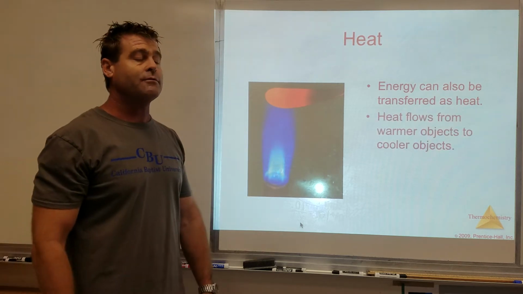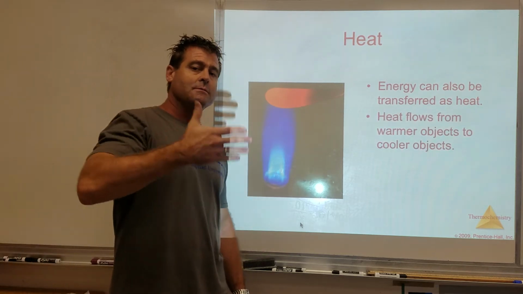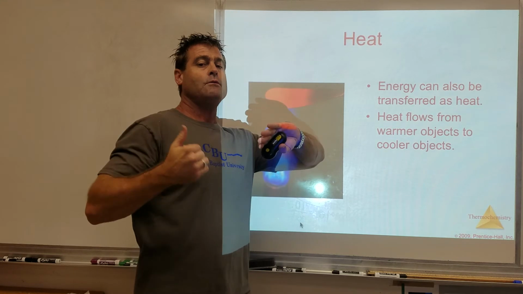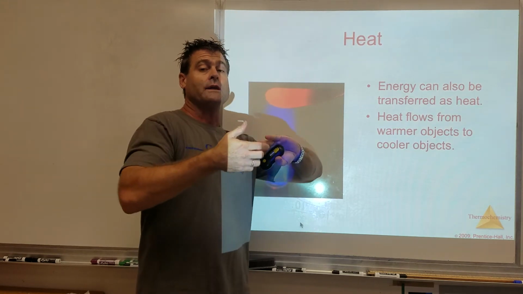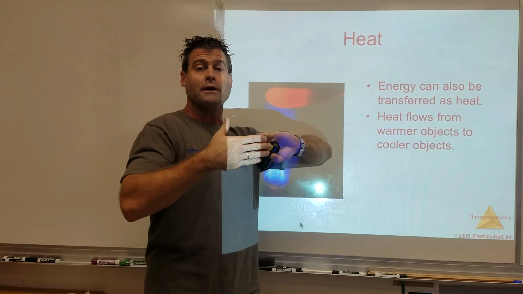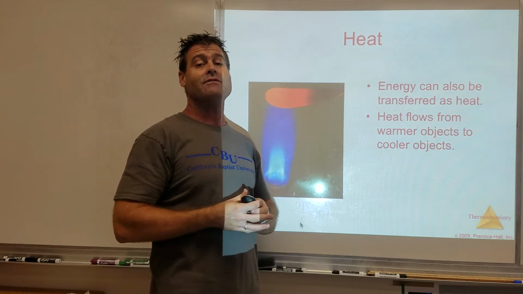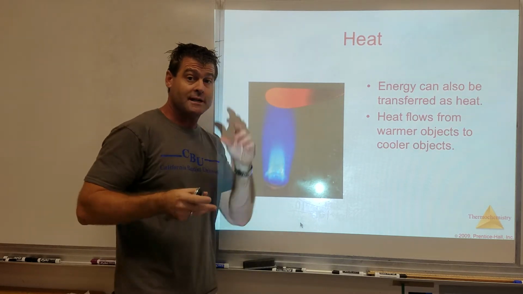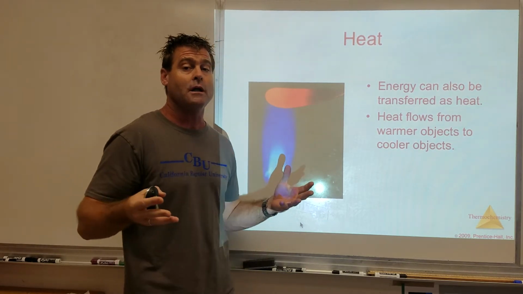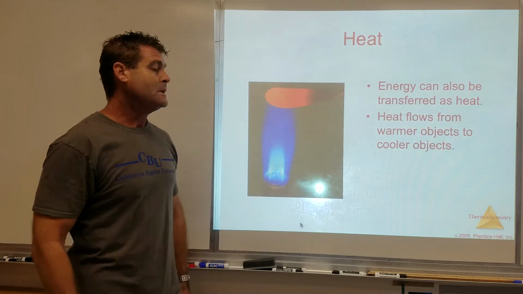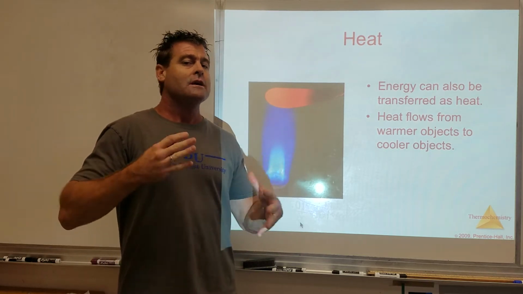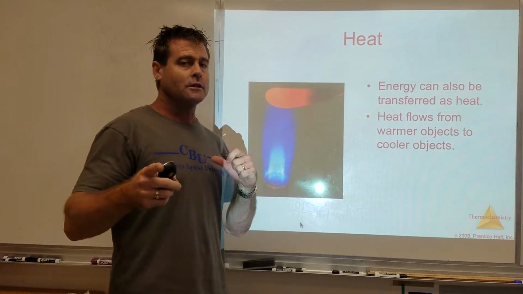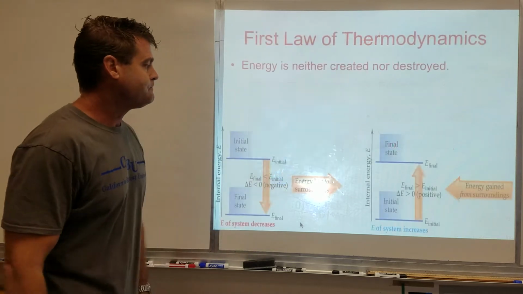Heat flows obviously from warmer objects to cooler objects. Somebody has a warm hand, shakes somebody with a cold hand, heat will flow from the warm-handed person to the cold-handed person until they reach thermal equilibrium. That is, both hands have the same temperature. You guys remember what temperature is? It's the average kinetic energy of the molecules, right? So obviously the higher the temperature, the faster those molecules are moving. The lower the temperature, the slower they're moving.